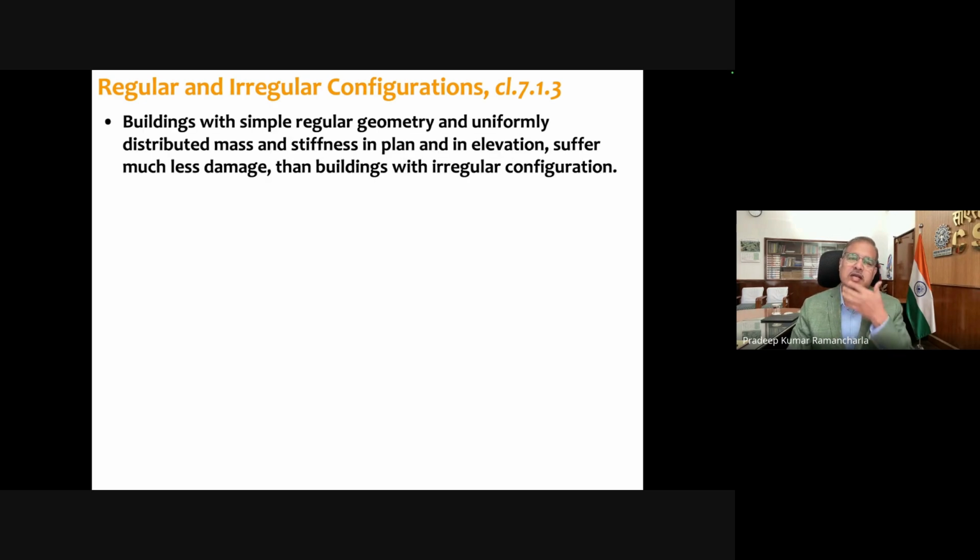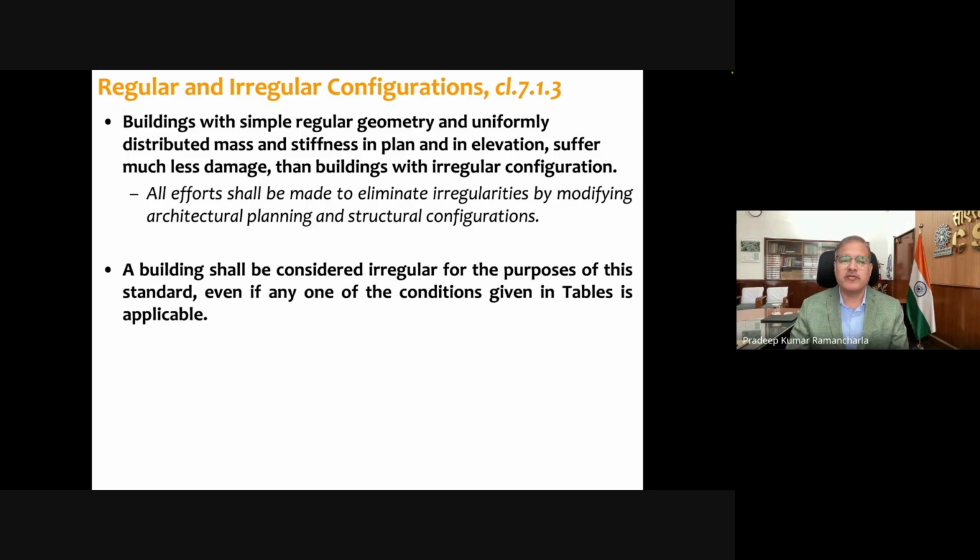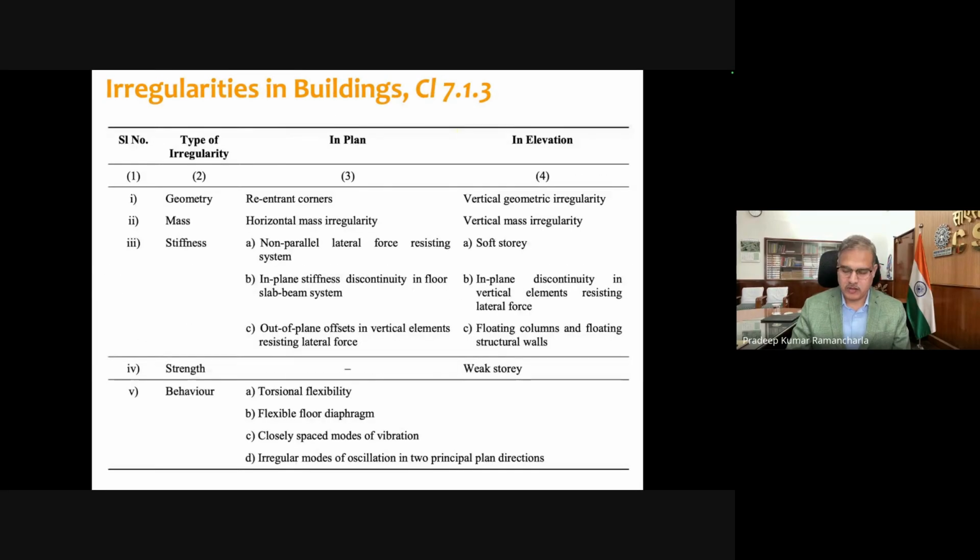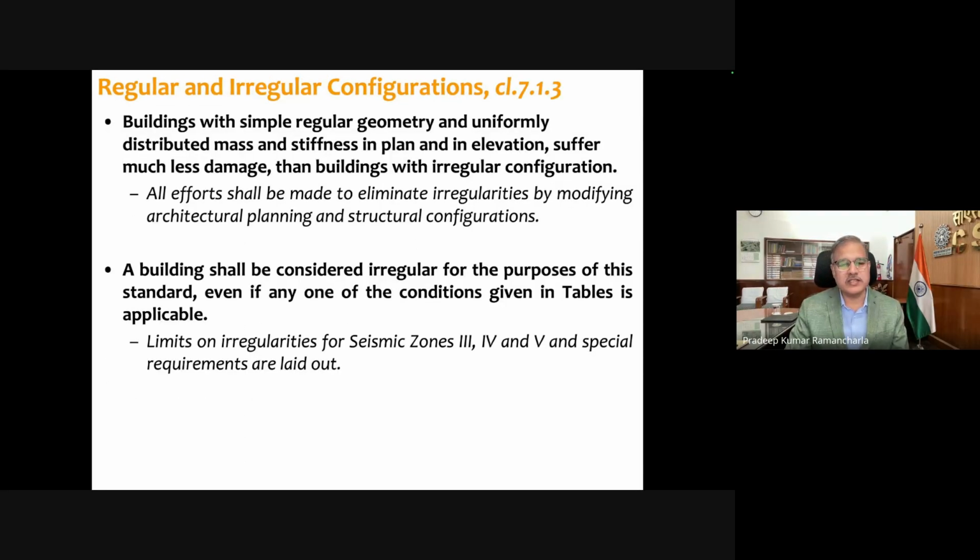What it says is that buildings with simple regular geometry and uniformly distributed mass and stiffness in plan and in elevation suffer much less damage than irregular configuration buildings. For the purpose of the code, what is the meaning of irregular configuration? That I am going to discuss a little while from now. Whenever irregular configuration is there, the code puts limits on irregularities for seismic zones 3, 4, 5, and special requirements are laid out for 3, 4, 5, and 6 also.